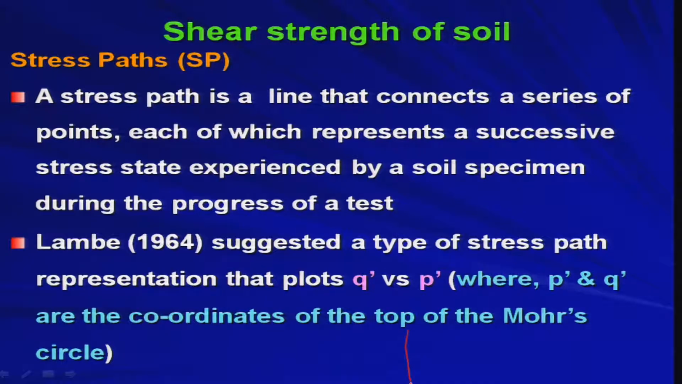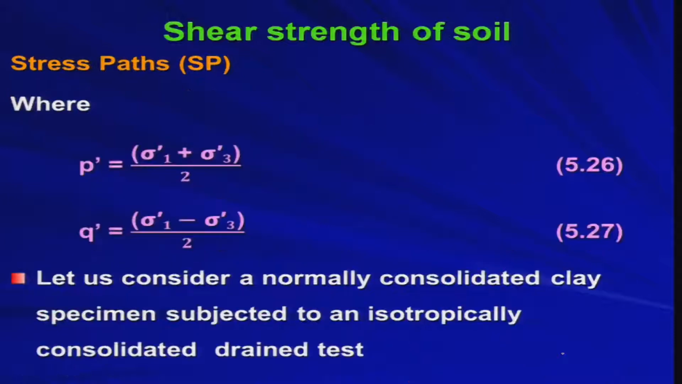If you try to draw the Mohr circle, this is your tau versus sigma plot. So, you are plotting the stress path in q prime p prime space, where p prime and q prime are the coordinates of the top of the Mohr circle. The top of the Mohr circle is here, so this is the coordinate. This is your sigma and this is your tau for this point. These two things we will be talking about, p and q, and they are expressed like that.